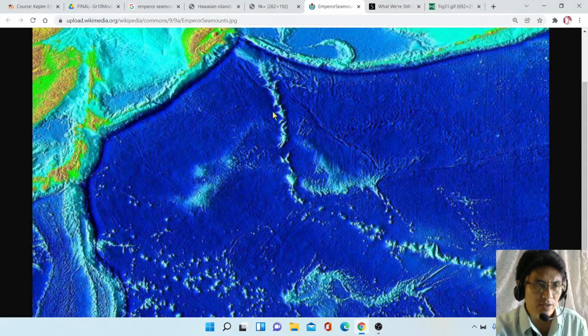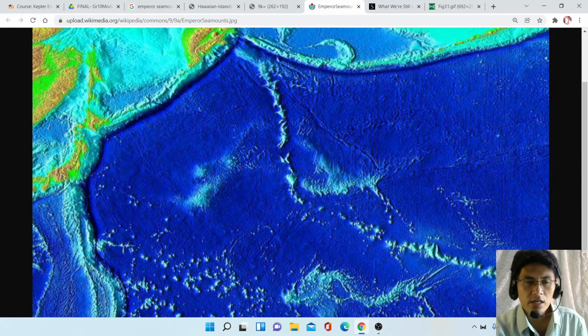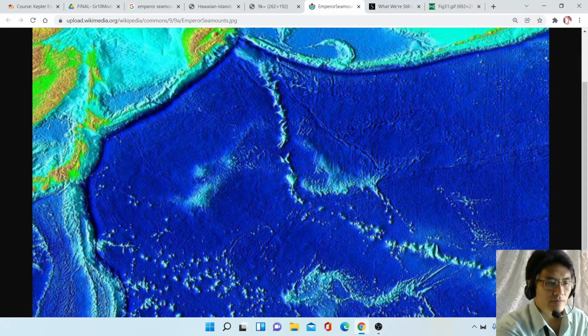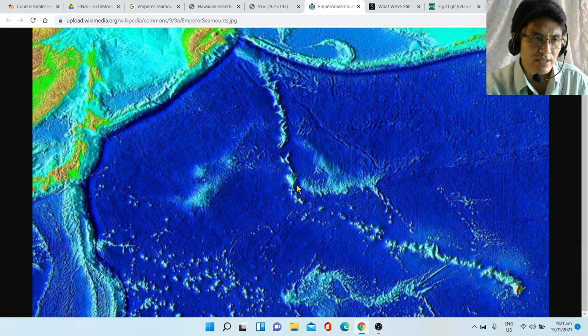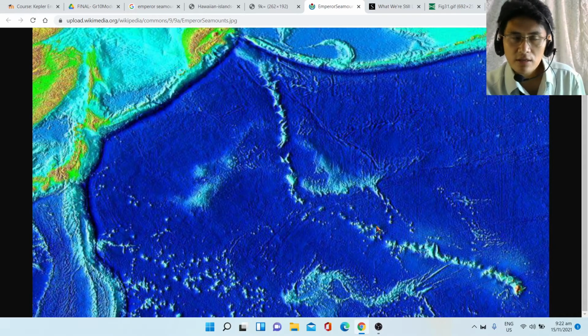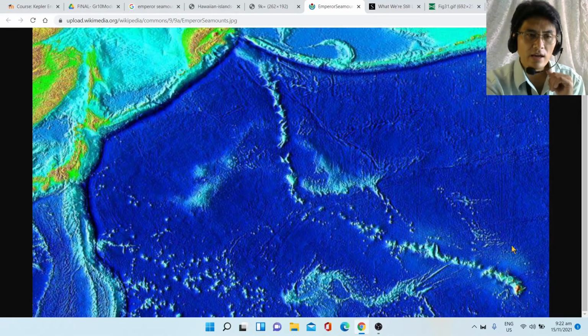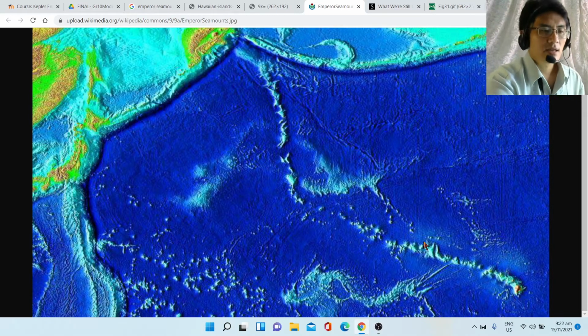So these are a series of seamounts, and then smaller islands, and then bigger islands. And the biggest island, the mainland of Hawaii, has the active volcano. All of these other islands have remnants of dead volcanoes. Even the seamounts have remnants of dead volcanoes, because again, they were created in the past.